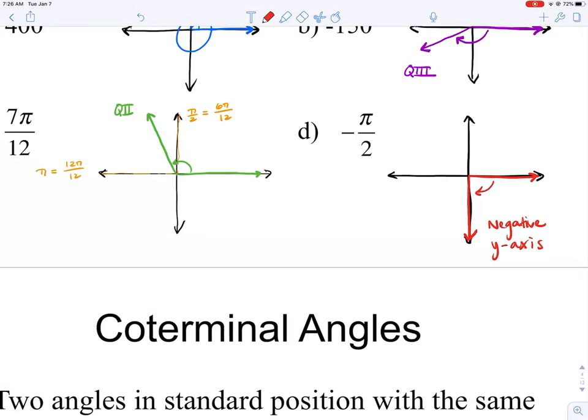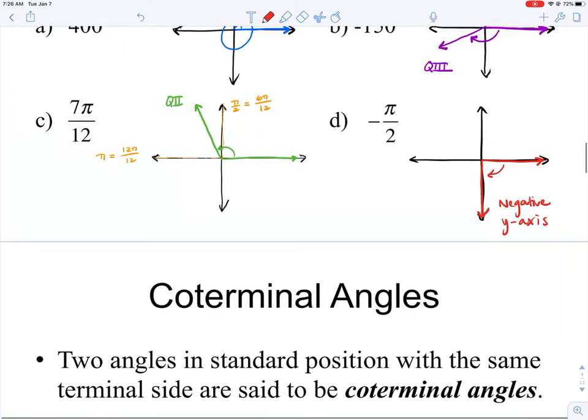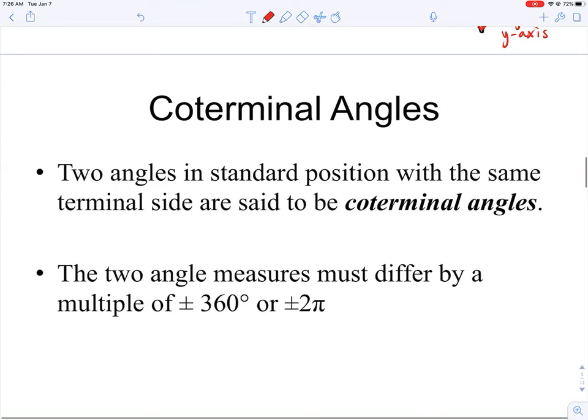Which is the same place that 3 pi over 2 terminates. Okay. Now we've kind of already been referencing some coterminal angles. Every angle has infinitely many coterminal angles, and coterminal angles are just angles that terminate in the same place. So they end in the same place.